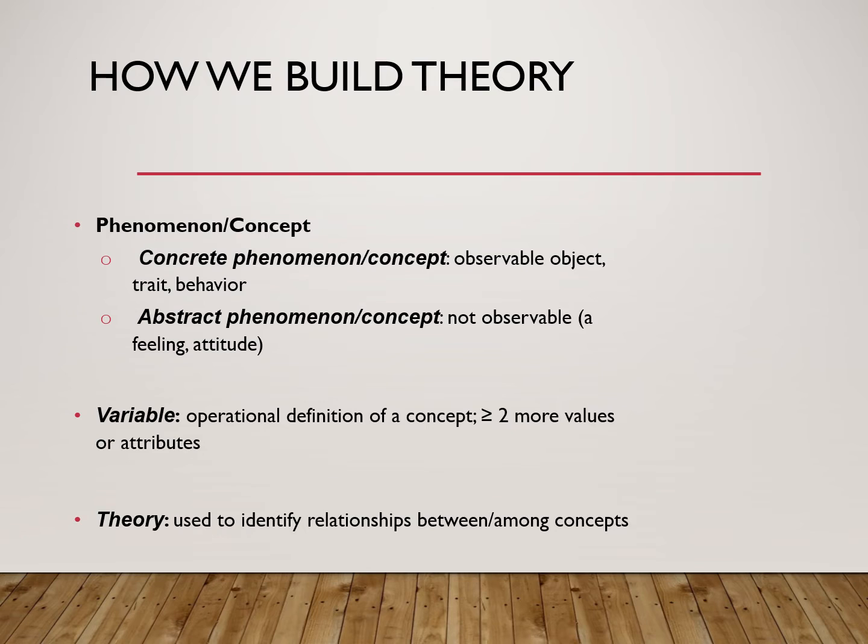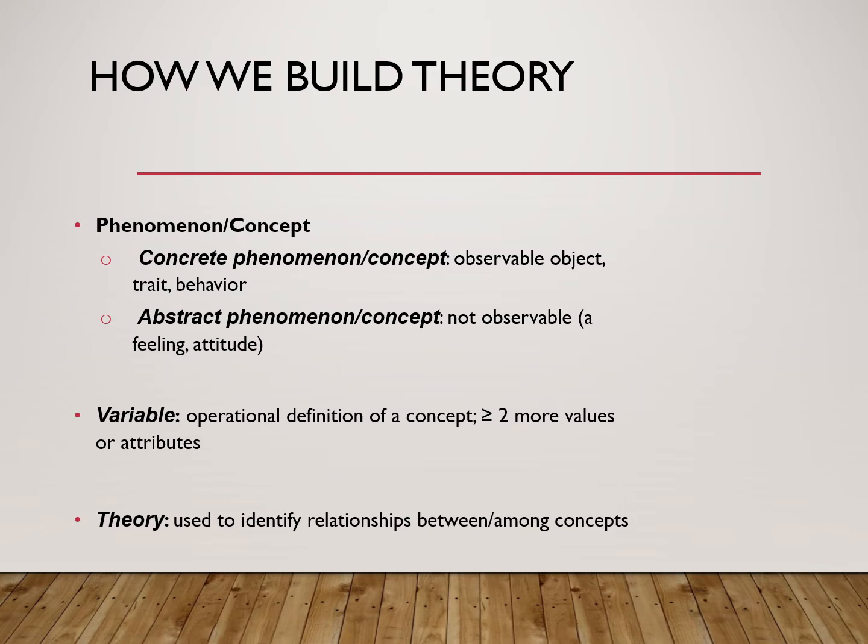We will build theory in like 3 different steps. The first is identify the phenomenon or the concept. So a concrete concept is something we could directly observe, a trait or behavior. An abstract concept is not something that we can observe, like a feeling or an attitude. Next, we'll identify variables, and these are operational definitions of a concept. So sometimes there's more variables to understand a single concept.